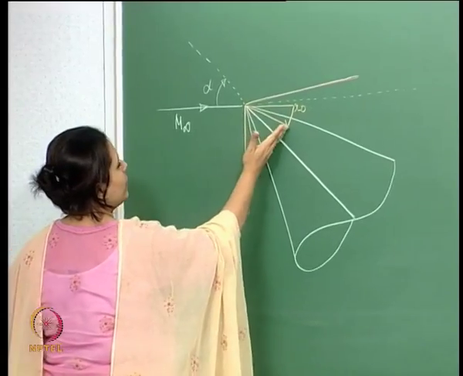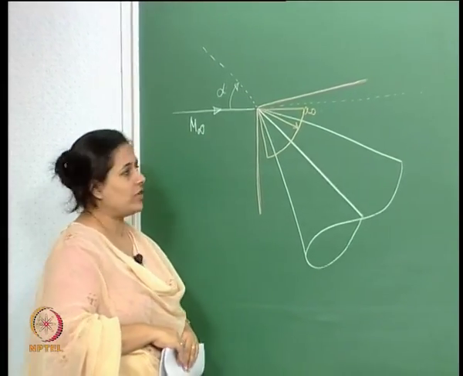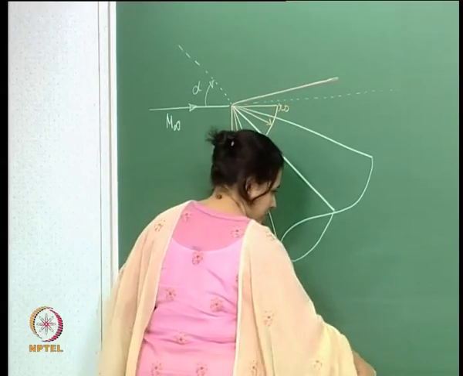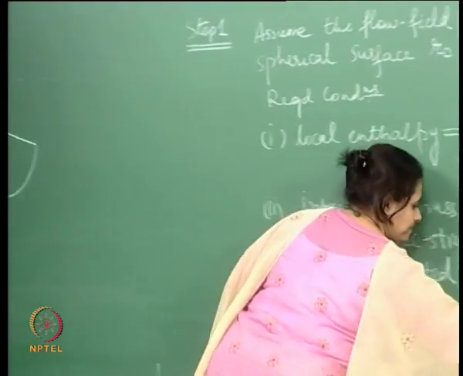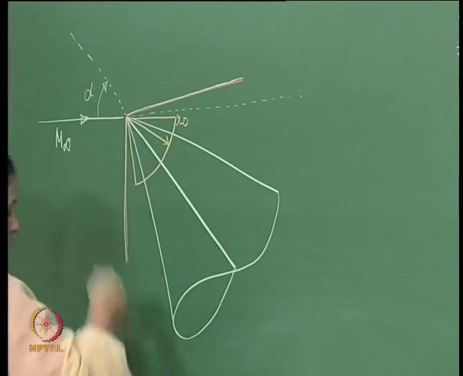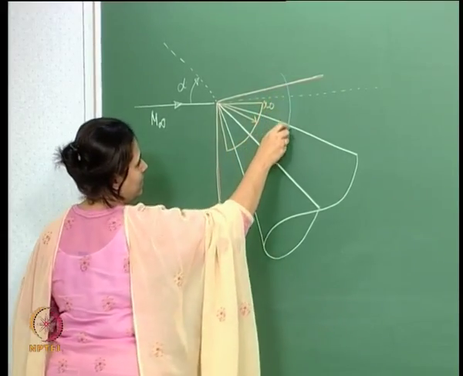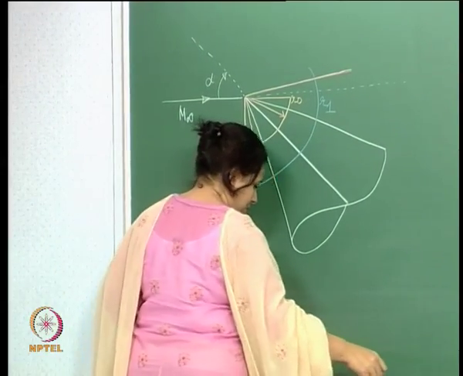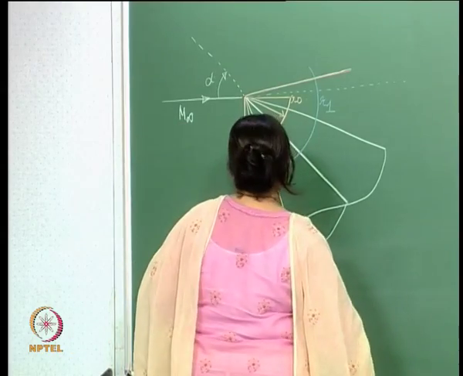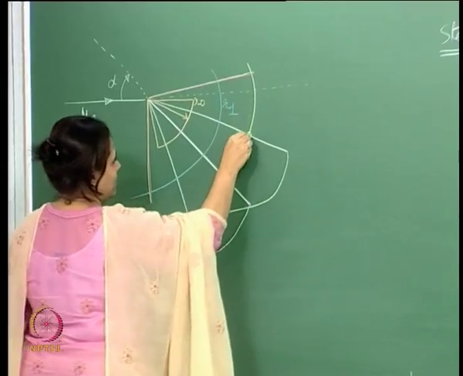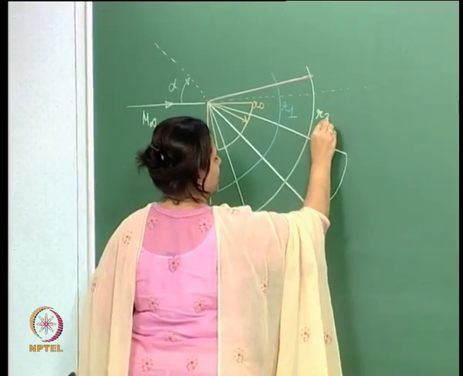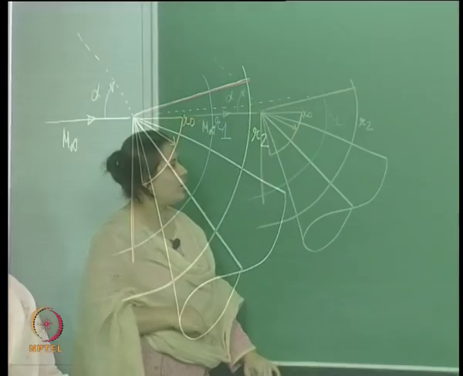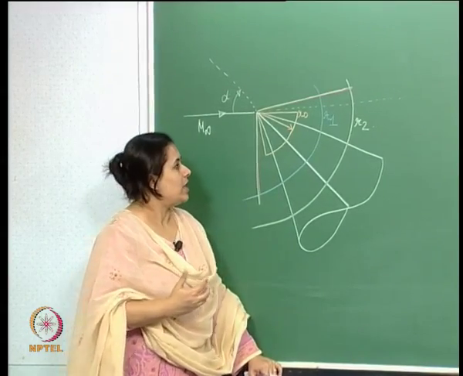So, we are going from r naught to another r. Let us forget about this r naught for a while. Let us call this r1, and let us call this r2.